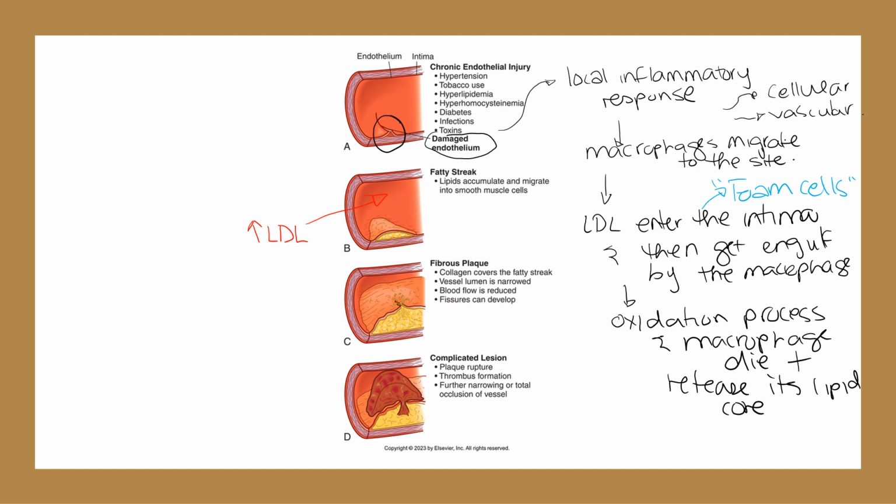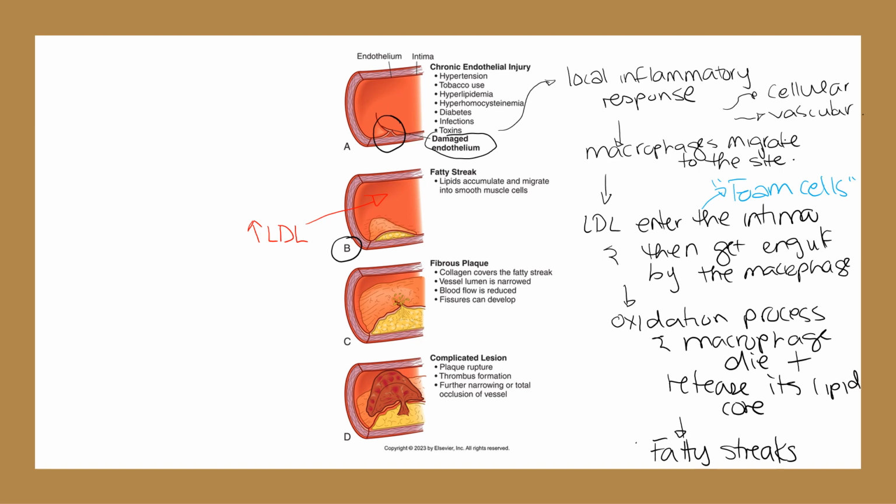So once the macrophage dies and releases its lipid core, that marks the first sign, or the first physiological change, in the atherosclerotic process: the formation of fatty streaks. So that's B that you're looking at. Once it releases its lipid core, you have the onset of fatty streaks. And that's the first change that you'll see in the atherosclerotic process.